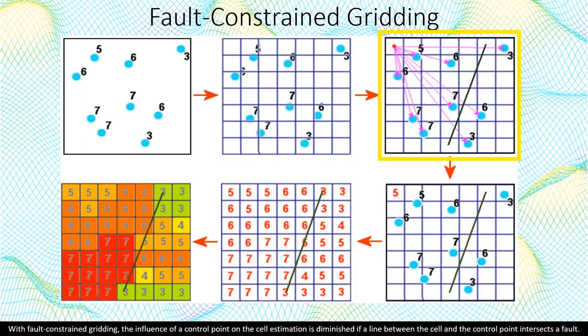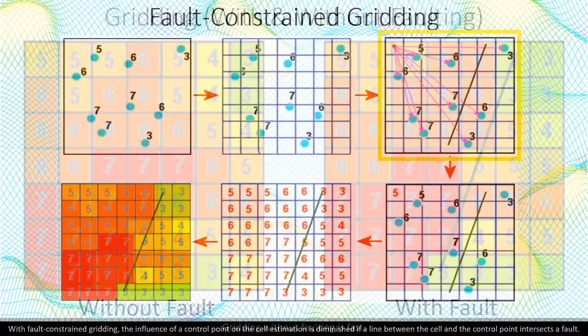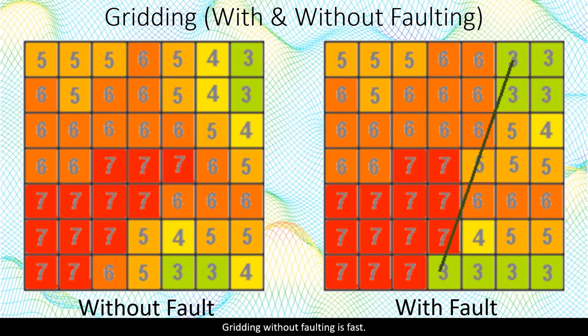With fault-constrained gridding, the influence of a control point on the cell estimation is diminished if a line between the cell and the control point intersects a fault. Gridding without faulting is fast. Gridding with faulting is slow.